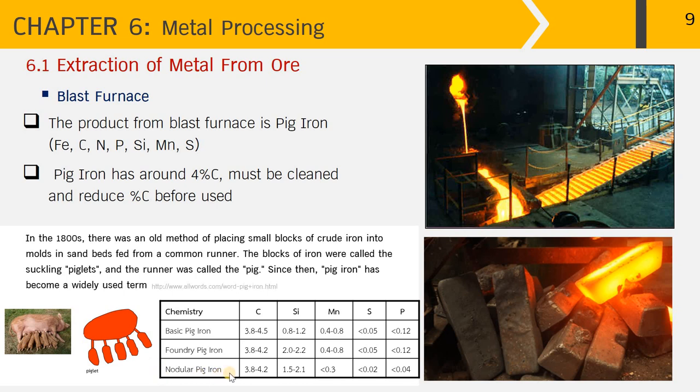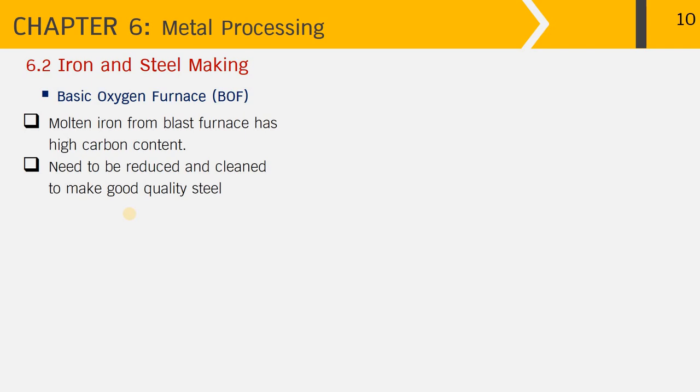This table shows the chemistry of the basic pig iron, the foundry pig iron, and nodular pig iron. As you can see, there is a high carbon content of around 3.8 to 4.5%, with smaller amounts of silicon, manganese, sulfur, and phosphorus. With this high content of carbon, the next step is to reduce the carbon content in the pig iron. In the next step, we go through iron and steel making, where we convert the molten iron from the blast furnace that has high carbon content into steel.